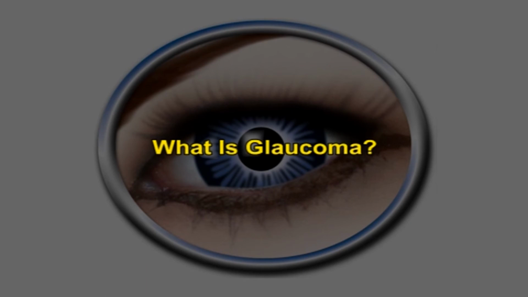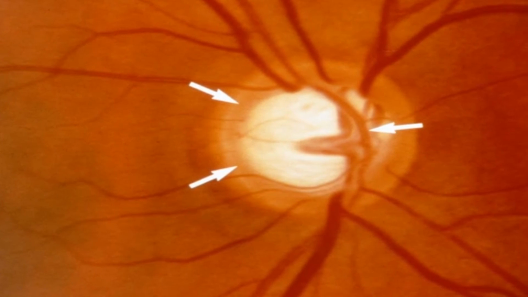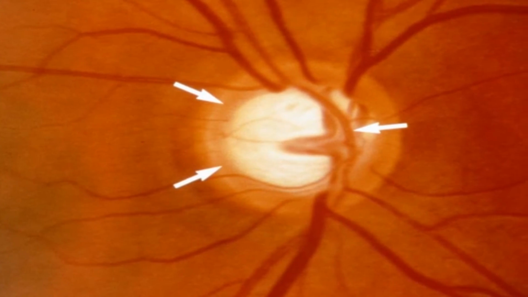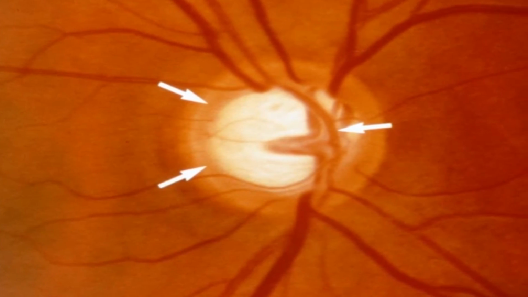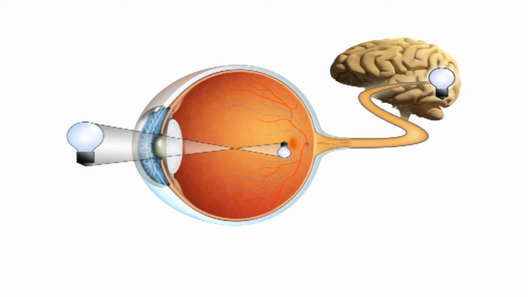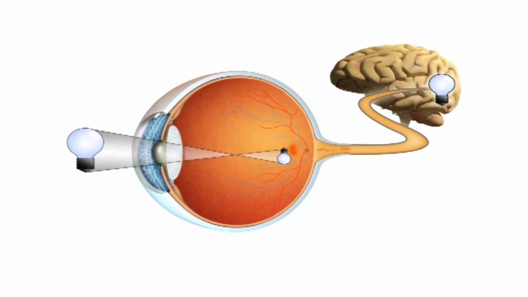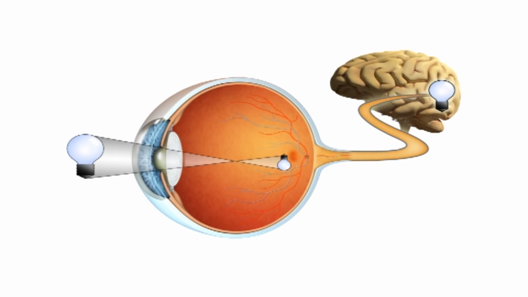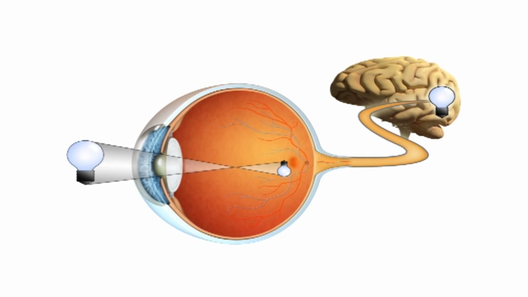What is glaucoma? Glaucoma is a disease of the major nerve of vision, called the optic nerve. The optic nerve receives light-generated nerve impulses from the retina and transmits these to the brain, where we recognize those electrical signals as vision.